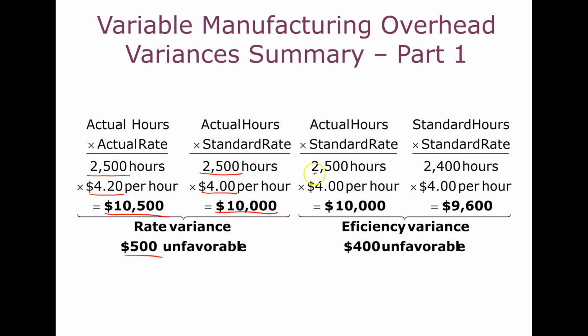Take that same actual hours of 2,500 times the standard rate and compare it with the budget. The budget was 2,400 hours, 100 hours less, at $4 per hour, and you get $9,600. Your efficiency variance in this case is $400 unfavorable. So you have an overall manufacturing overhead variance of $900.